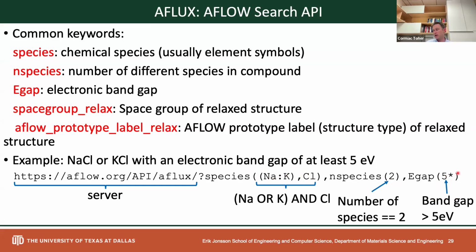The wildcard operator here, this loose operator, can also be used to set value ranges. If I put it before the 5, it means all values up to and including 5. If I put it after the 5, it means all values from 5 and up. So in this case, we want things that are greater than or equal to 5 electron volts.